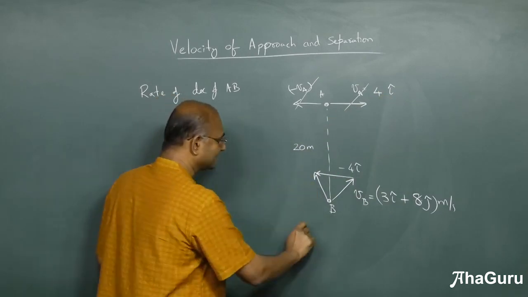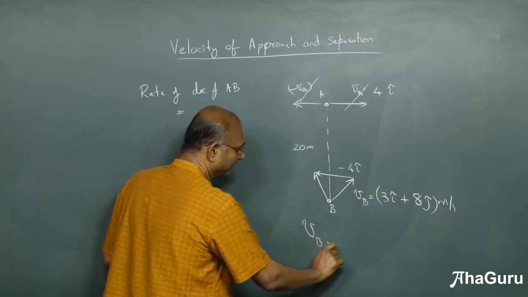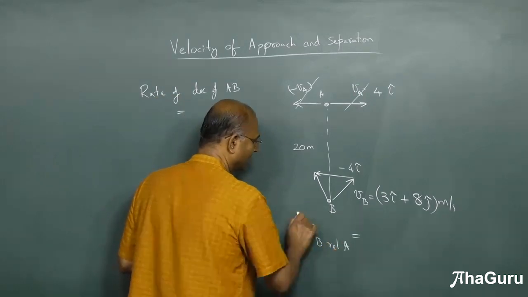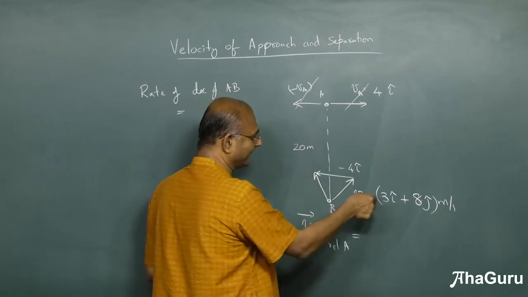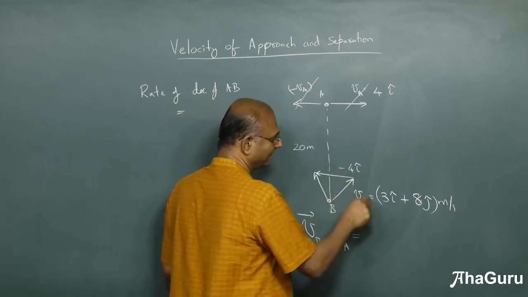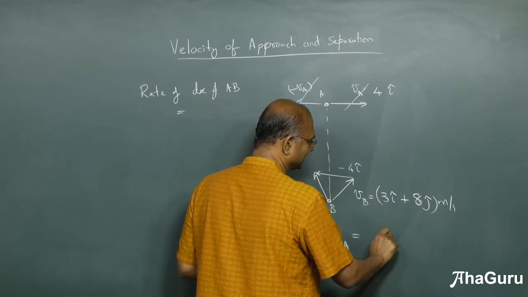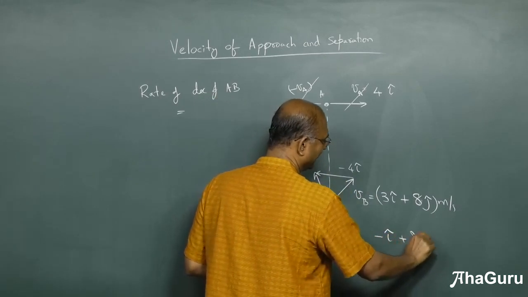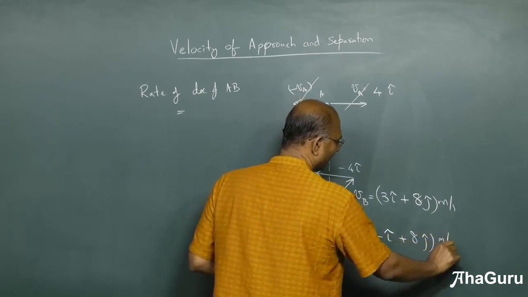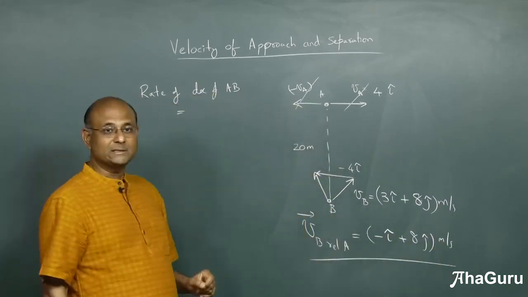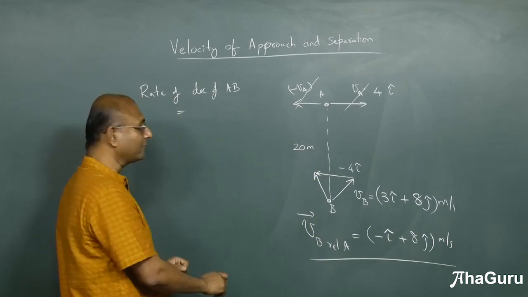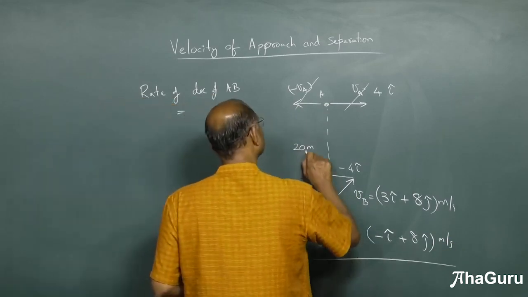How much is this velocity of B relative to A? It is velocity of B minus velocity of A, which is what I am calculating. This plus that, this minus A, right? So if I did that, I am going to get minus i cap plus 8j cap. Now the question is, this is the velocity of B relative to A, so it's basically moving like this.